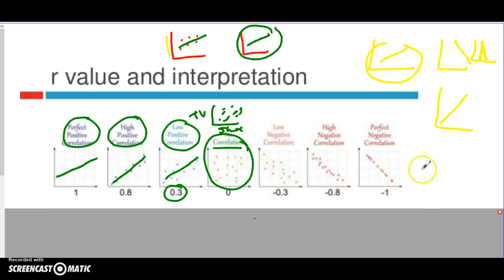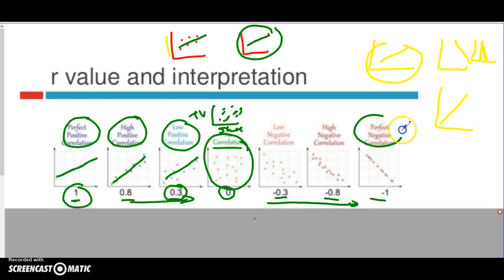Low negative correlation, high negative correlation, and perfect negative correlation. Again, the numbers get bigger in a more negative way. Look over here, the numbers were 1, 0.8, and 0.3. The 1 is as high as you can go, and as we get close to 0 in the positive, it gets weaker. Now, when we're dealing with negative numbers, we talk about the size of the number. So the closer this gets to 1, the stronger this gets. The closer it gets to 0, the weaker it gets.